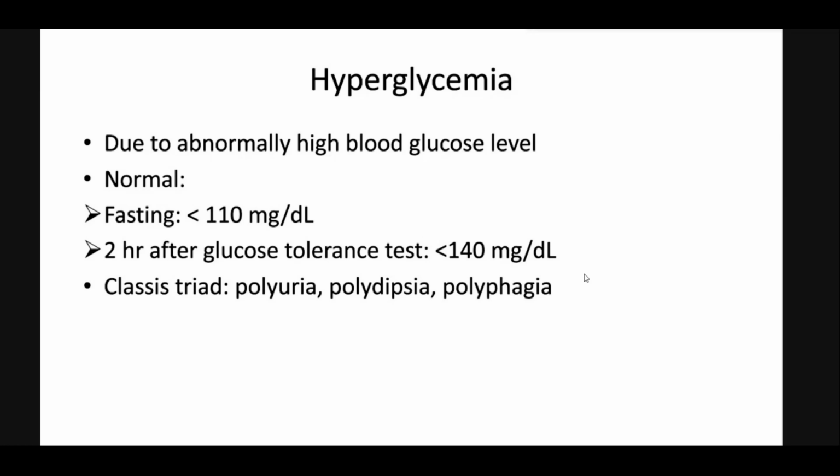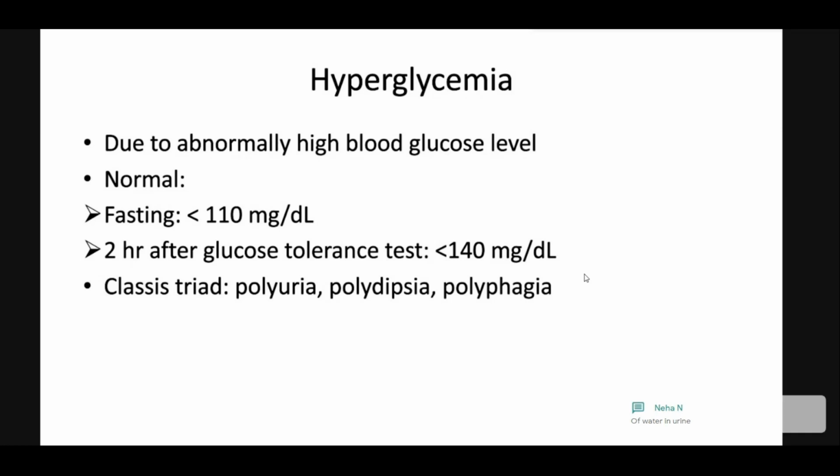Okay, the question is, what is the mechanism behind polydipsia in hyperglycemia? Then one important note regarding polyuria or loss of glucose in urine. Remember one threshold value, that is 180 milligram per deciliter of blood glucose level. And after this, the glucose will be detected or will be lost in urine.